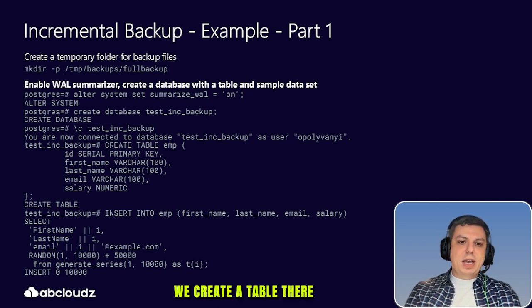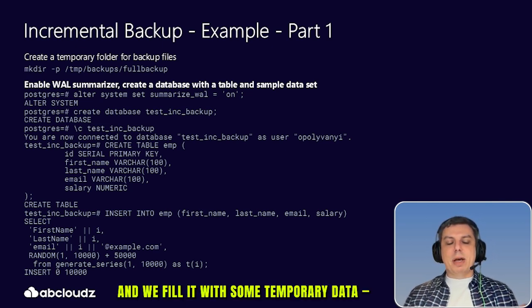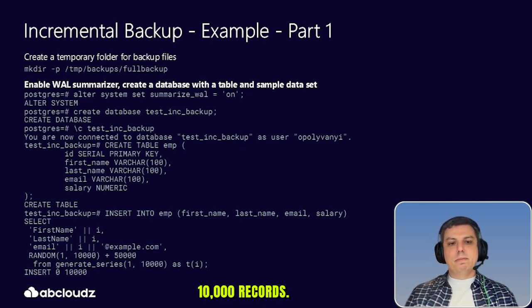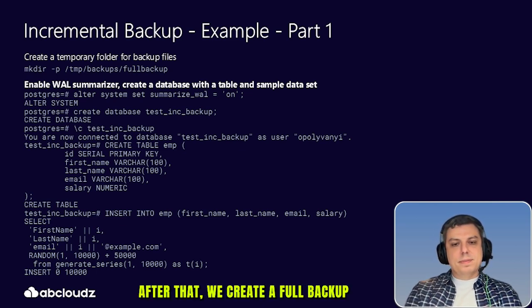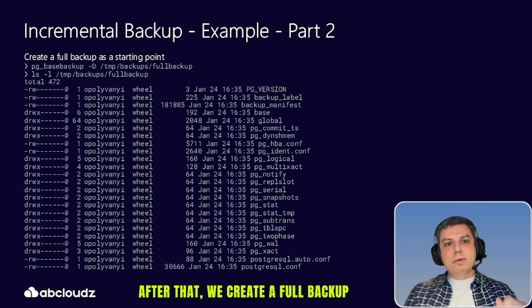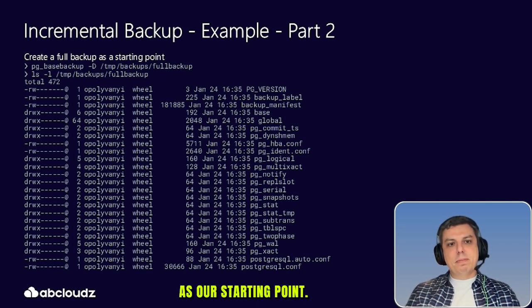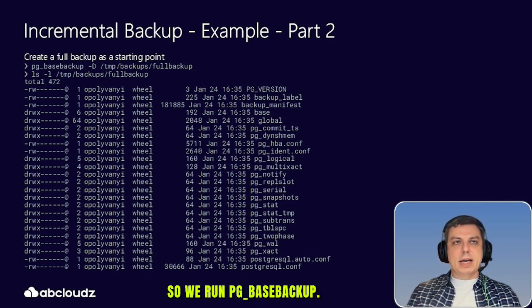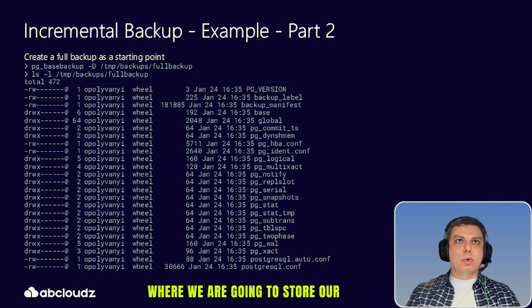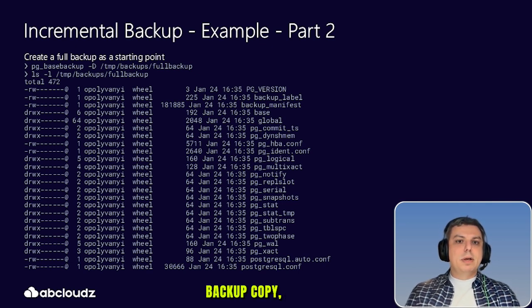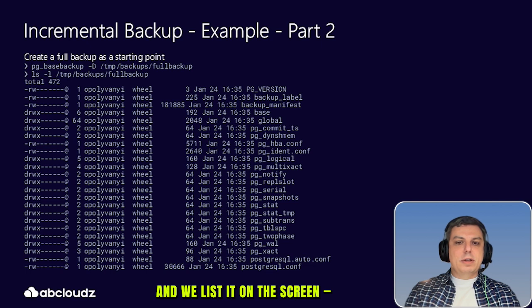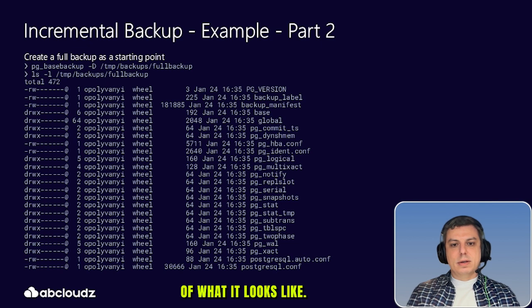We create a table there and we fill it with some temporary data, 10,000 records. After that, we create a full backup as our starting point. So we run pg_basebackup, we provide the output directory where we are going to store our backup copy, and we list it on the screen just to give you the view of what it looks like.